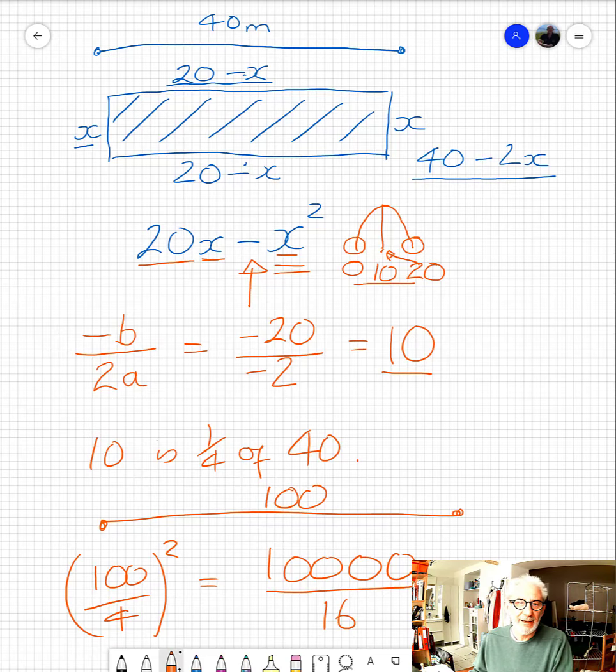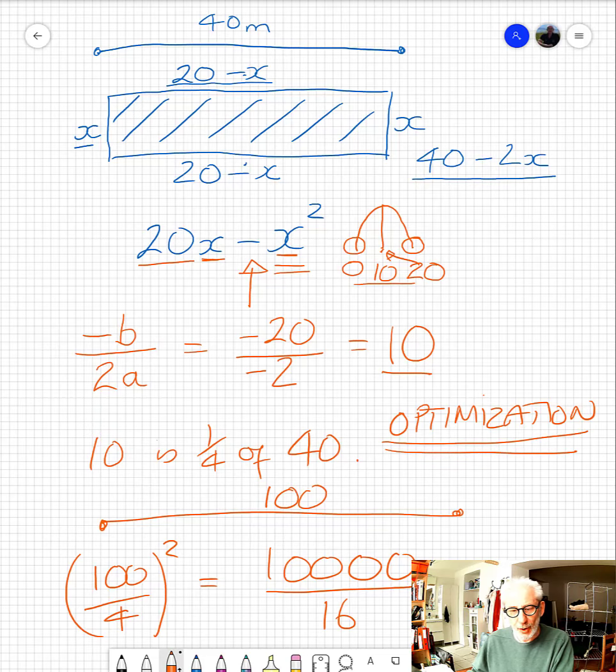So that's it. The greatest area, the maximum area enclosed by a certain perimeter, is equal to 1/4 of that perimeter squared. So that's how you solve a problem of that type. It's an optimization problem, which is why we are even studying quadratic equations in the first place. They allow us to optimize things. Okay, that's the end of that one.